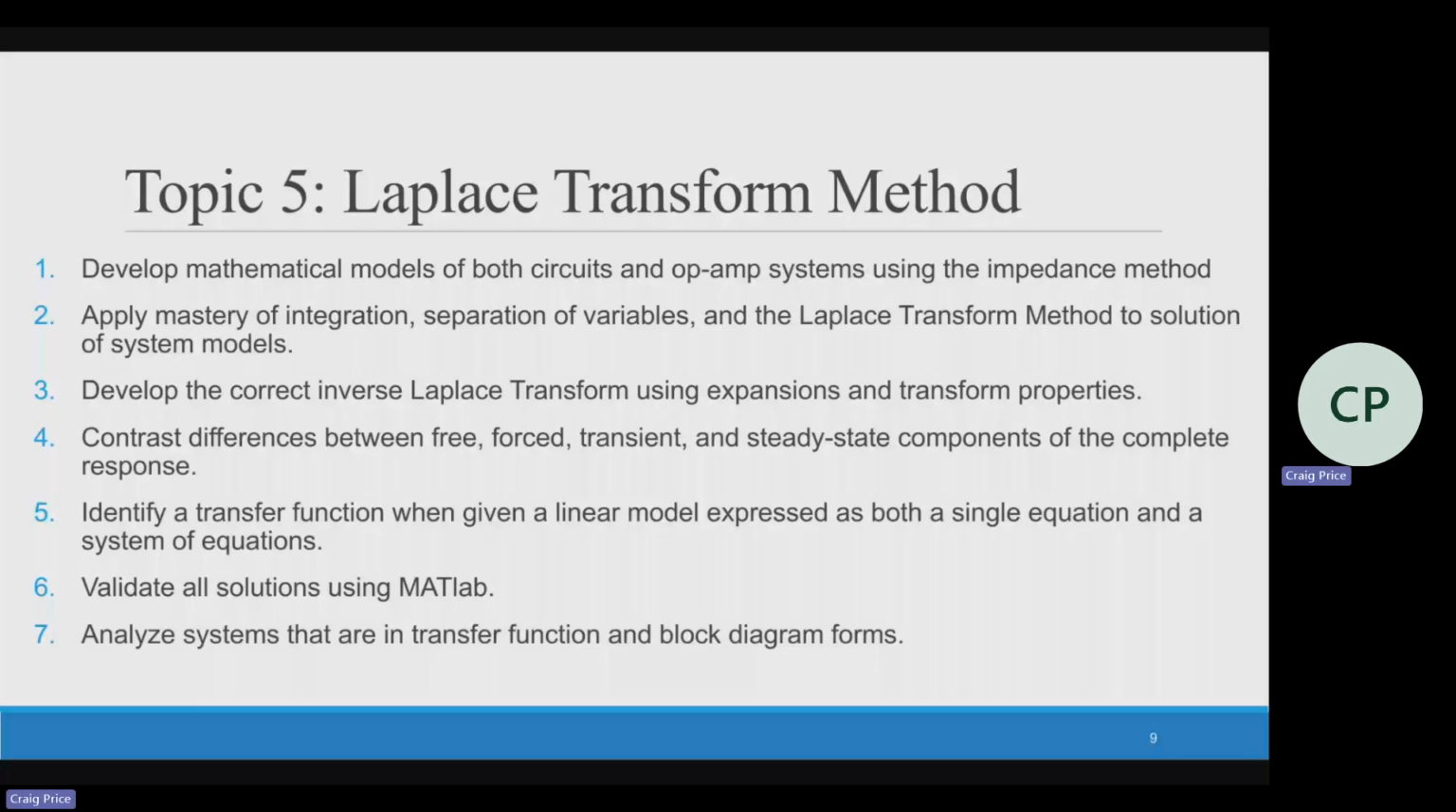Oh, that's fine. Laplace transform method. We're going to develop mathematical models of circuits, op-amp systems, impedance. We've done that before, but the main one in part 2 is use the Laplace transform to solve for our system models. And we're going to look at different inputs, and we're going to use MATLAB. We're also going to continue with block diagrams, so transfer functions and stuff to be able to simulate this.